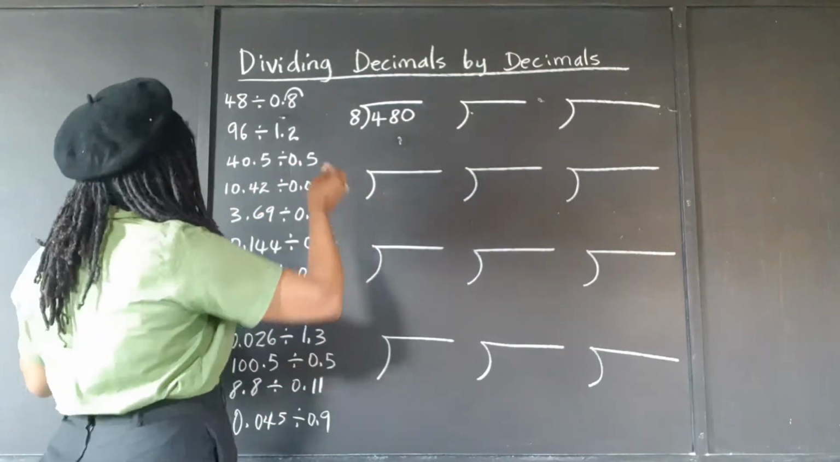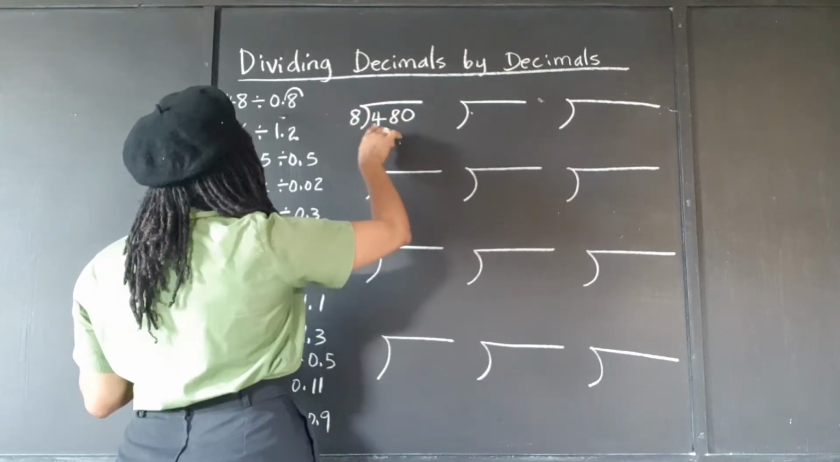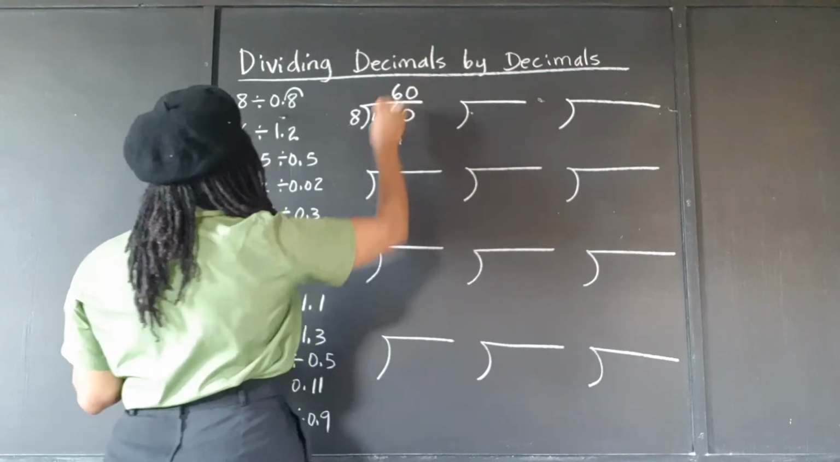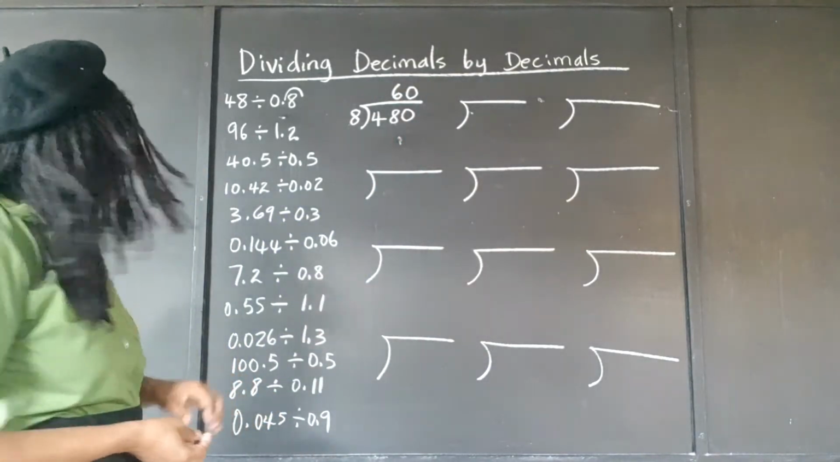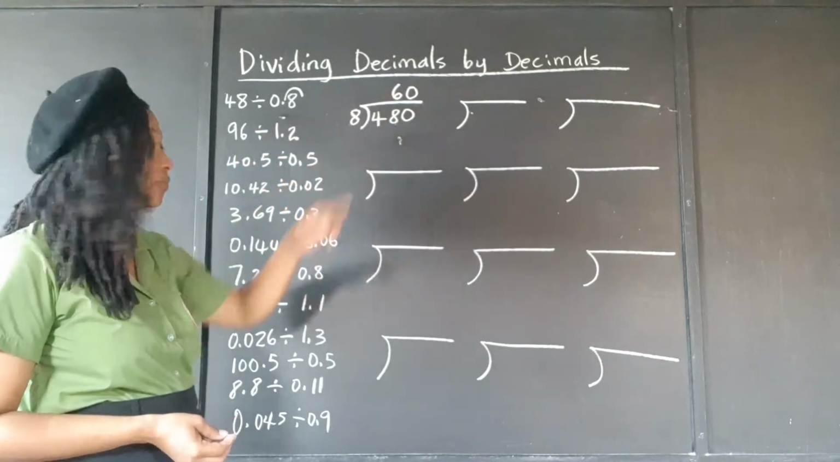So now we can go ahead. 8 cannot go into 4. 8 goes into 48 6 times, and 8 goes into 0 0 times. So the answer is 60. 48 divided by 0.8 is 60.